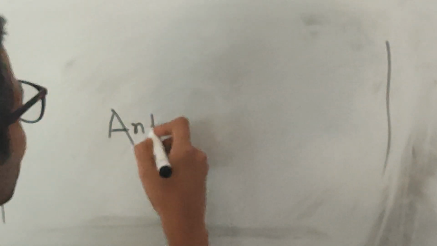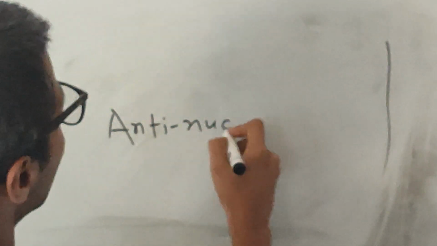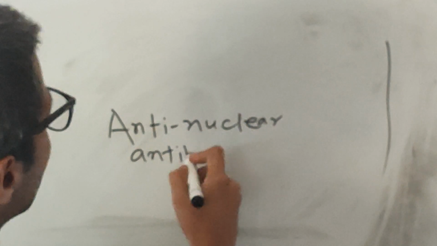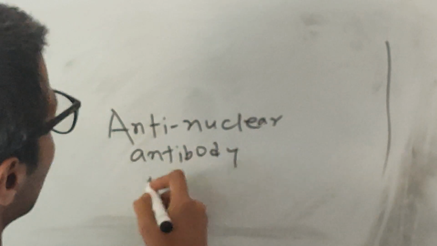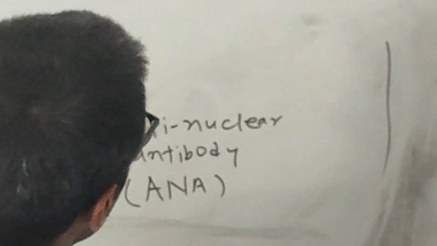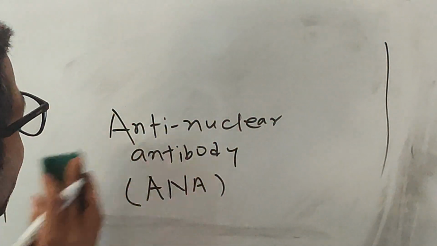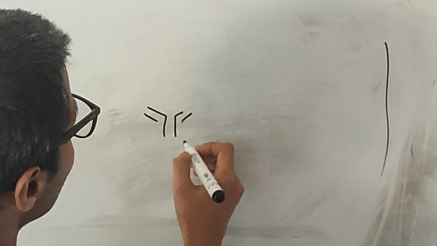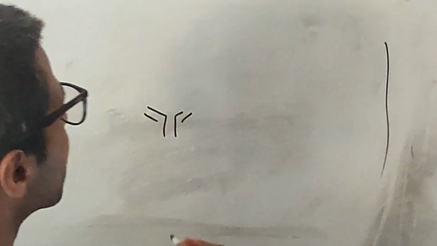Hello friends, today we will be talking about anti-nuclear antibody. It is abbreviated as ANA. So what is this anti-nuclear antibody? As the name implies, this is antibody directed against nuclear antigens.